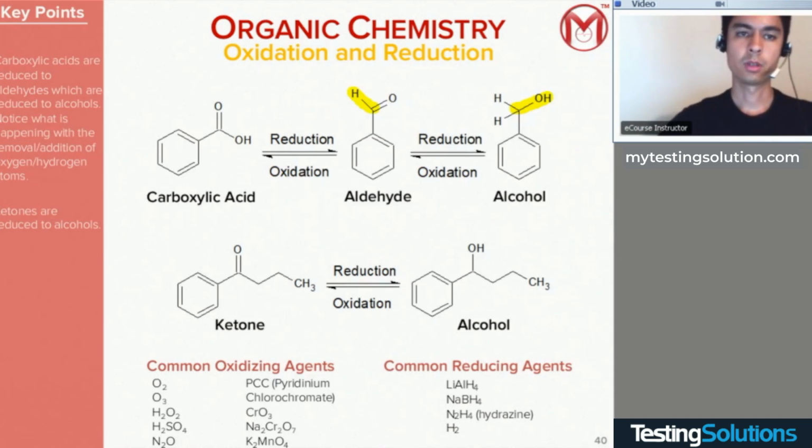If we're looking at ketones to alcohols, reduction of a ketone would give me an alcohol. Oxidation of an alcohol would give me a ketone. Okay, common oxidizing and common reducing agents.